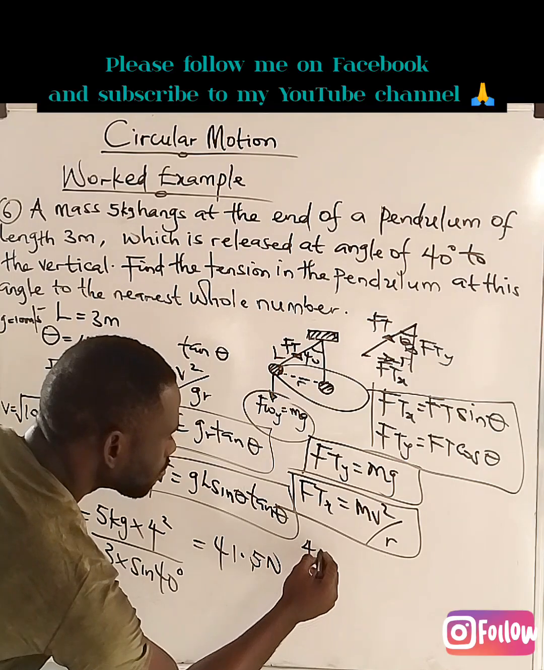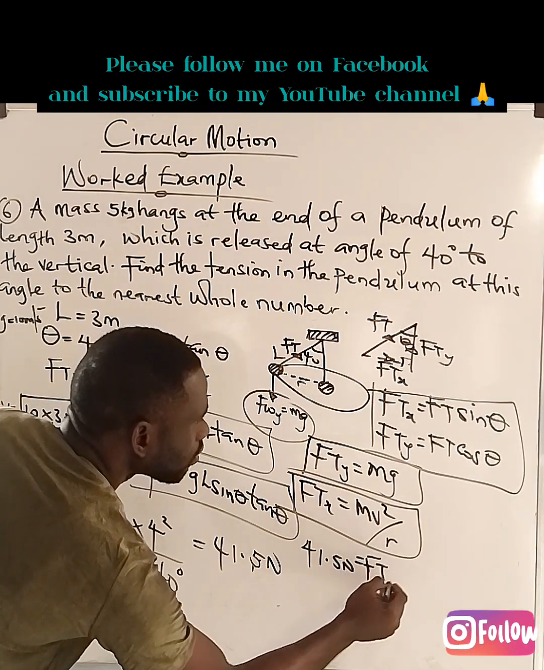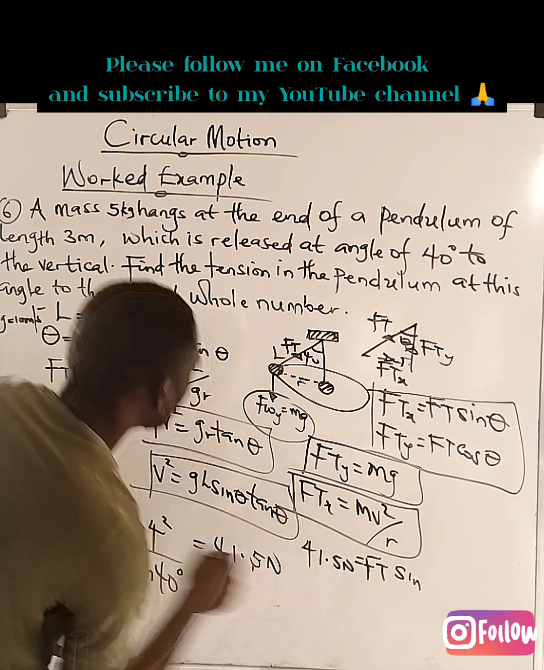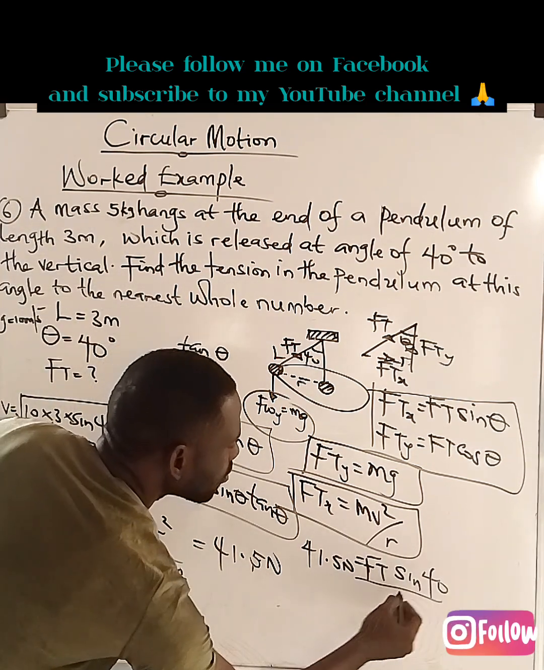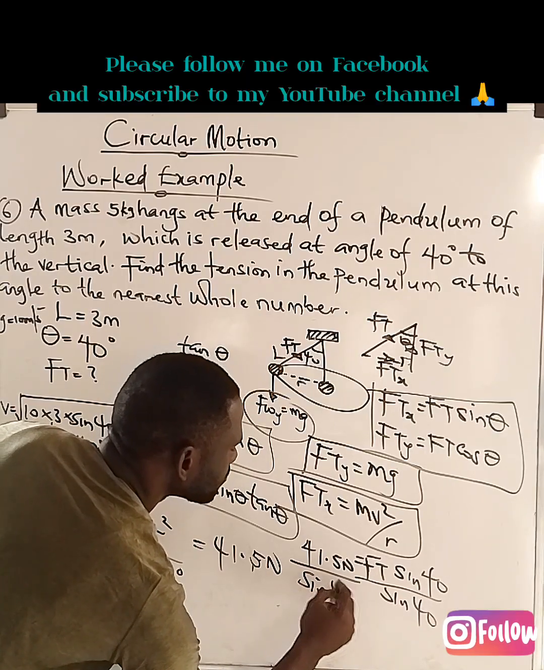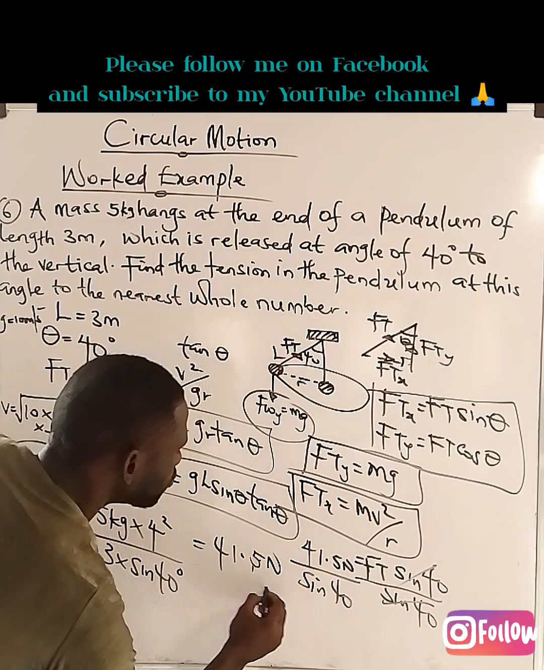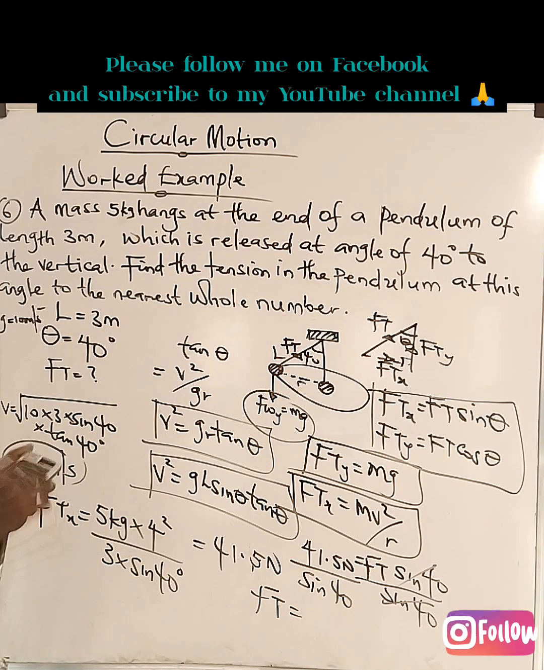So this 41.5 Newton equals the force of tension we are looking for times sine of the angle. The angle is 40 degrees, sine 40 degrees. So we divide both sides by sine 40. What do we have? The real force of tension in this very string is 41.5 divided by sine 40. Let's do that very quickly. 41.5 divided by sine 40 degrees.